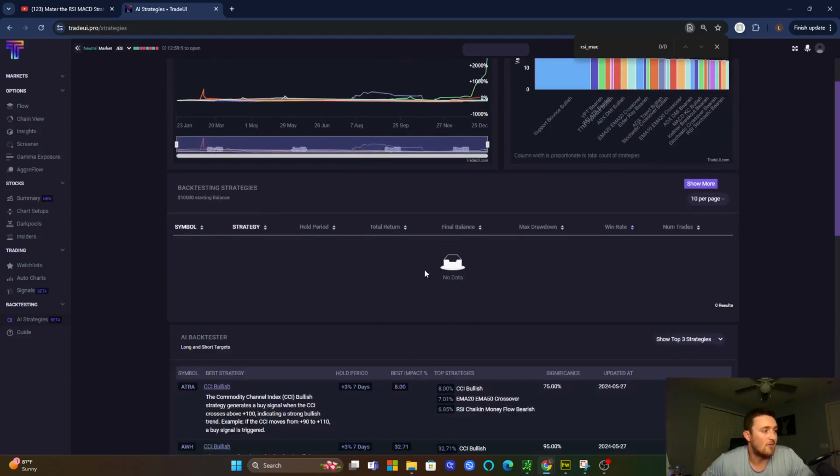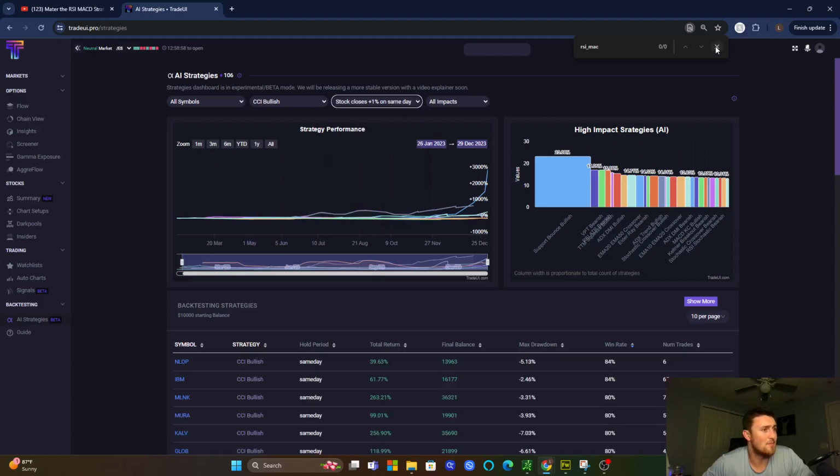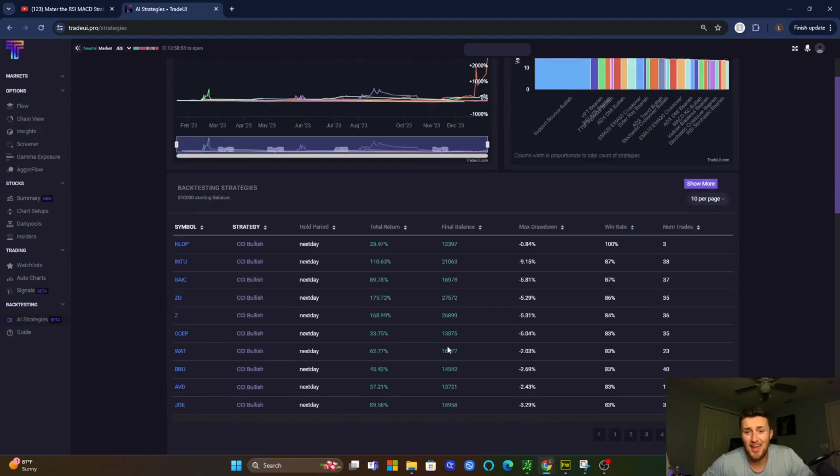What that does is that really affects it to where if you look, technically there's no powerful back-tested data for that setting there. However, if you go to 2%, not 1%, if you go to 2%, what this does is it shows you what technical indicators have a second day response. So what that means is, hey, the CCI usually gives a second day positive response to INTU, SAIC, ZG, Z, CCEP. All these stocks with a lot of trades to back them up.